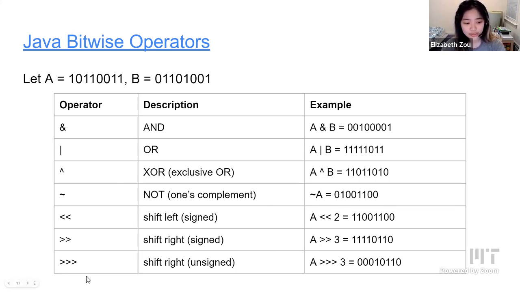And then if you use 3 angle brackets, which is unsigned shifting, you can see the difference is that it will fill in zeros in the most significant bit. So the unsigned shift will always fill in zeros in the most significant bit, as opposed to the signed shifting, which will fill in whatever the current most significant bit is. This is because in signed integers, the most significant bit is going to be 1 if the number is negative and 0 if it's positive.